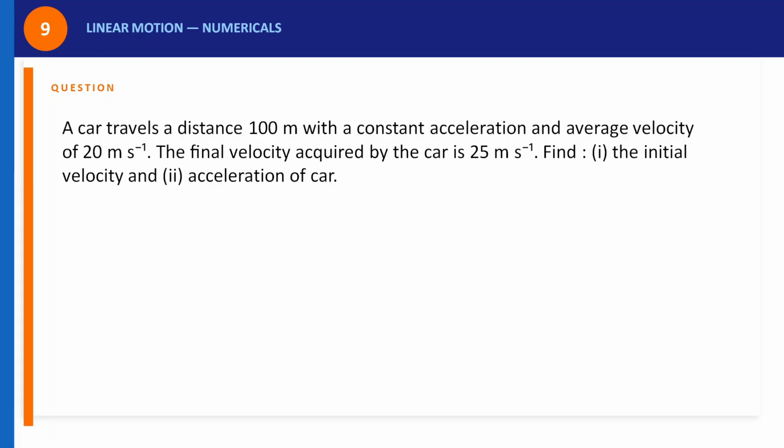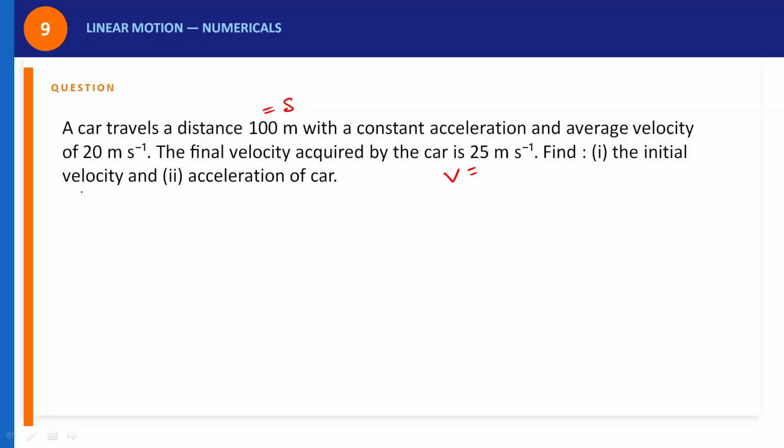Question number 9. A car travels a distance of 100 meters with a constant acceleration and average velocity of 20 meters per second. The final velocity acquired by the car is 25 meters per second. Find the initial velocity and acceleration of the car. Let's see what is given first. This is the displacement, 100 meters. The final velocity is v equal to 25 meter per second, and the average velocity is given as 20 meter per second.